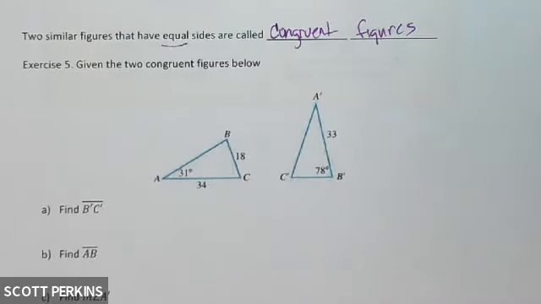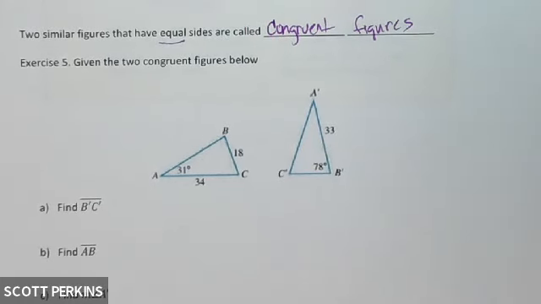So after you've filled in the blank congruent figures, exercise 5 presents you with 2 triangles that are congruent. Okay, they have the same angles, they have the same sides. And I would like you to find the 3 missing values for that problem, please.